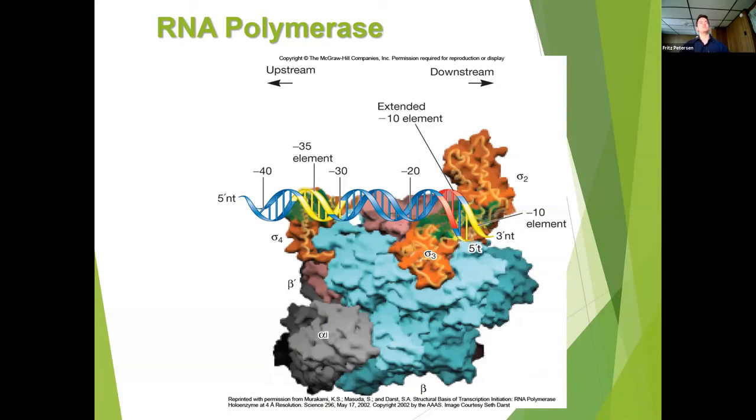An important difference here between prokaryotes and eukaryotes: bacteria and archaea contain a single type of RNA polymerase, while eukaryotes contain three distinct types, each responsible for the synthesis of a distinct subset of RNA. So for you guys, it's really important just to know that bacteria and archaea only have a single type of RNA polymerase.